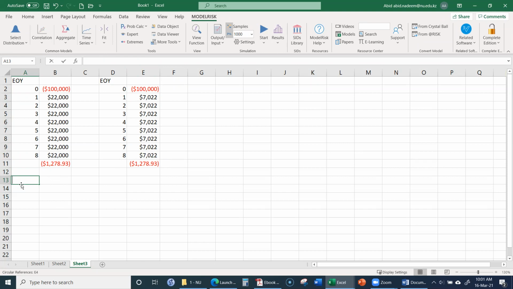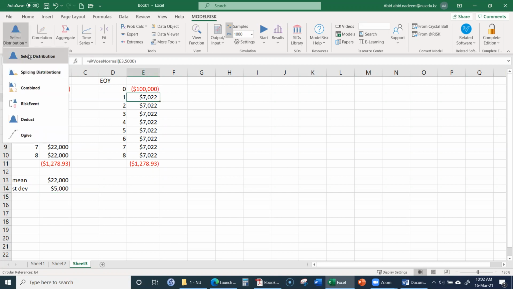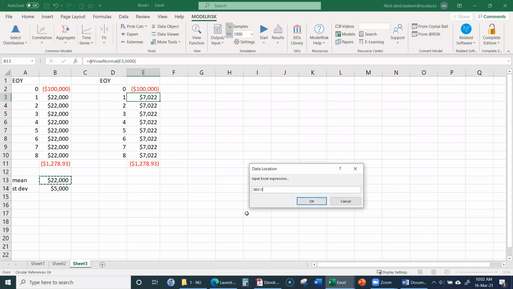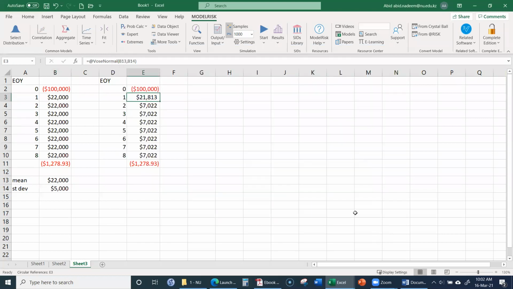So what I can do is take the mean and then the standard deviation over here. So mean is $22,000 and the standard deviation is $5,000. Okay, and now I apply this distribution again. Select. So the mu is now this, and the sigma is now this. Okay, and now insert to the worksheet, and now I will apply this.